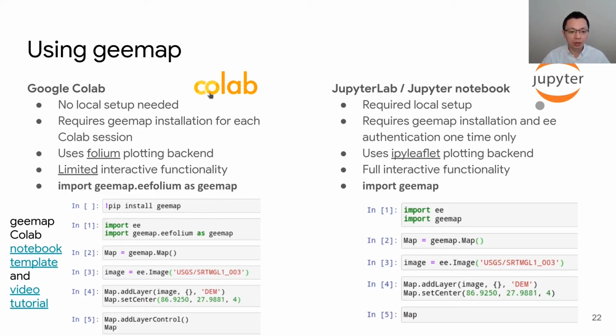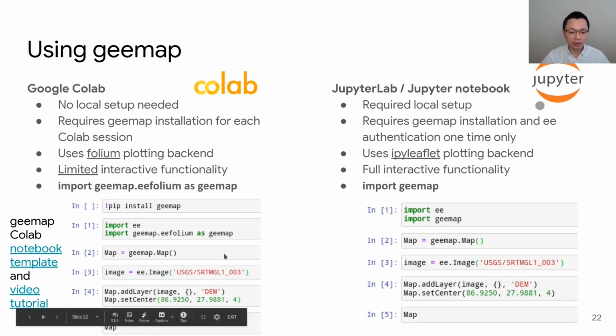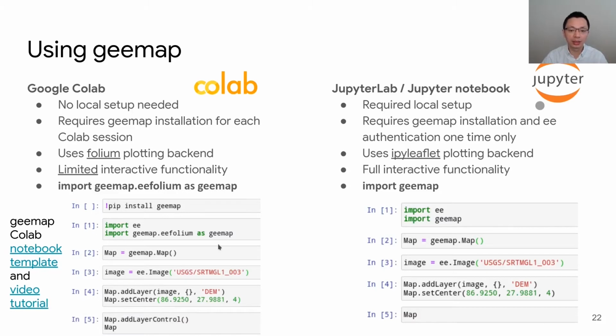Also, you need to use the folium plotting backend, because ipyleaflet is not supported on Google Colab yet. So this is relatively limited functionality. You can add the data to the map and visualize the data. If you want to fully utilize the interactive functionality of the package, then I highly recommend you use ipyleaflet in the Jupyter Notebook environment or JupyterLab.